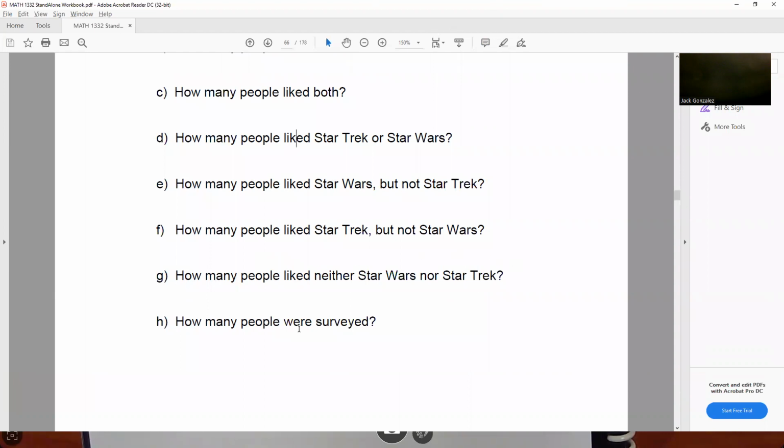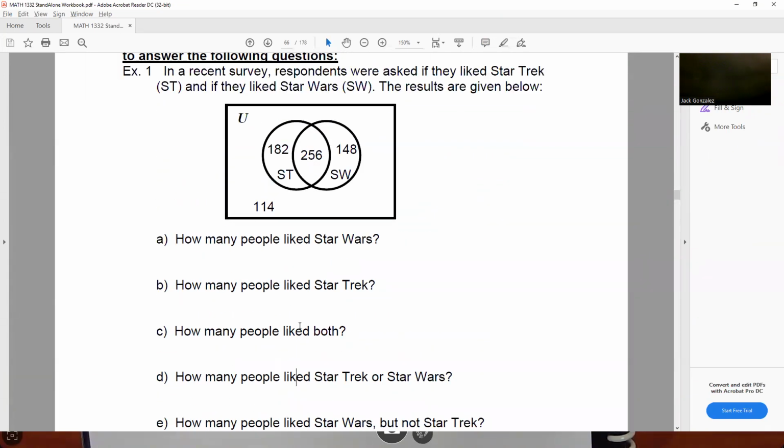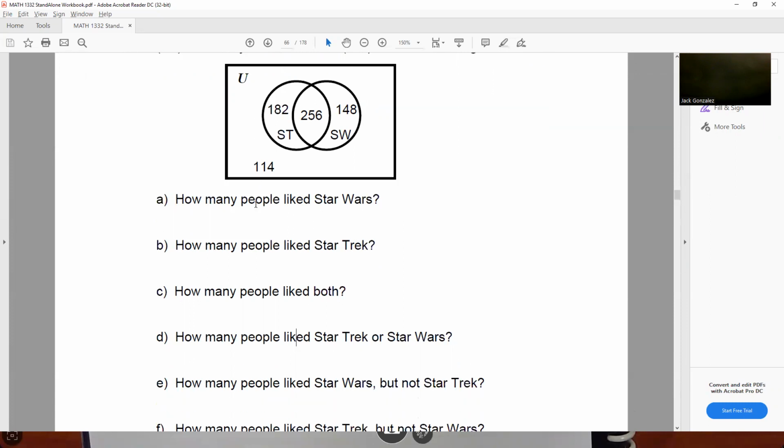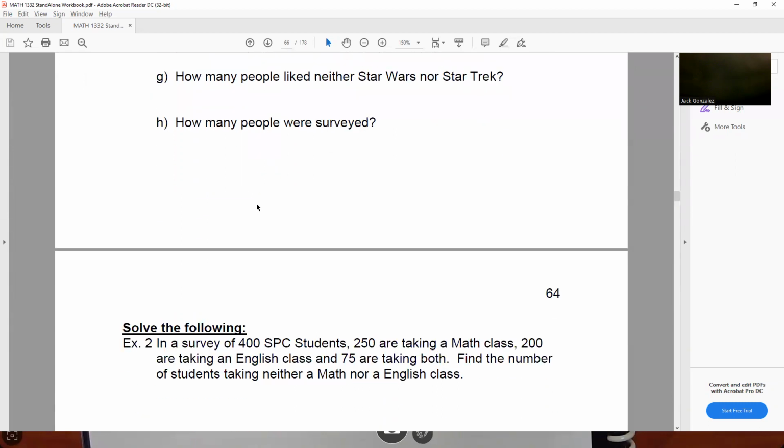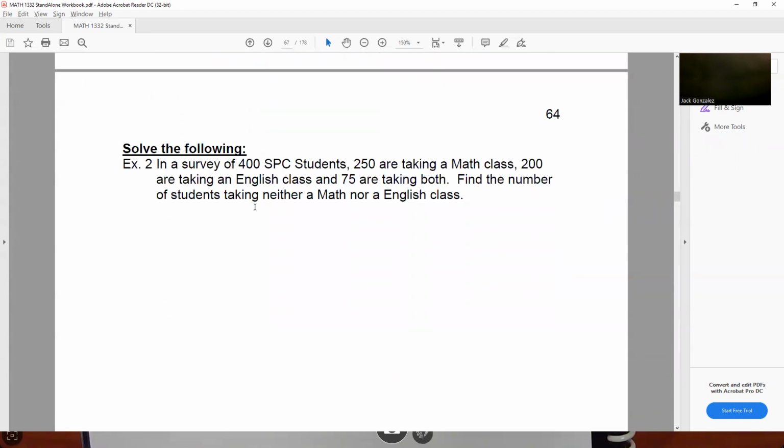How many people were surveyed? We did the math. Add all those guys up. So how many? 700 either. Sounds about right to me. So not too bad, right?